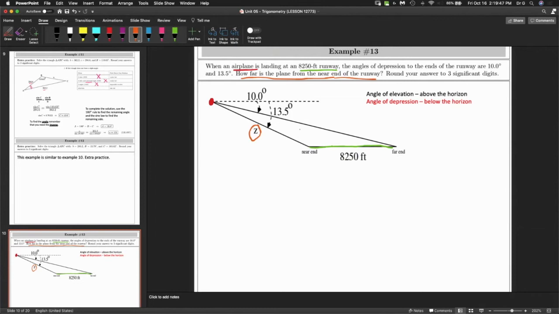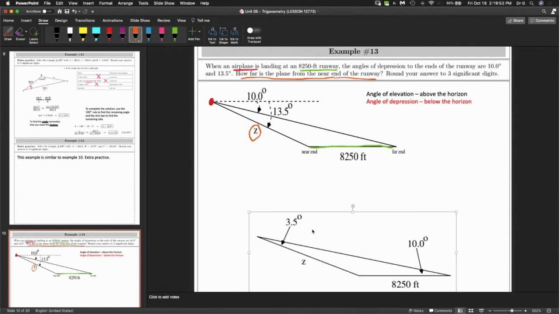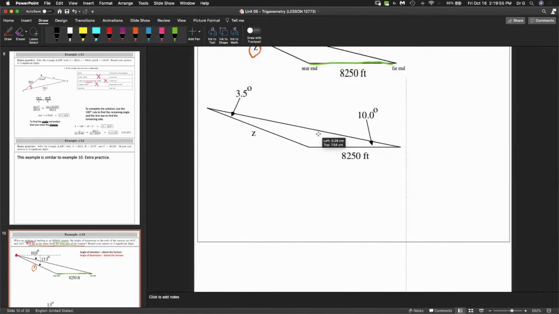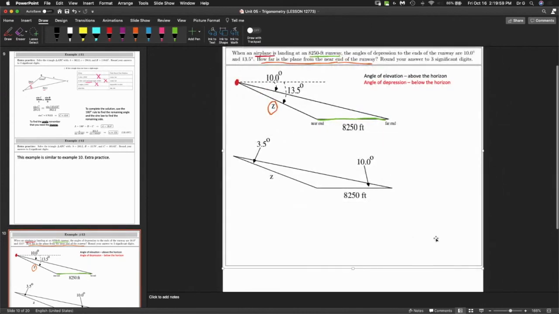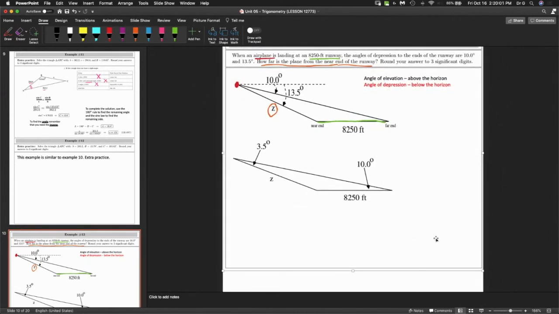Now, you can take that picture and internally do some work, and you'll end up with a much nicer picture, which is this. And that's the picture that I'll use to solve the question. So before we proceed here, just tell me in the chat, why is this 3.5 degrees?